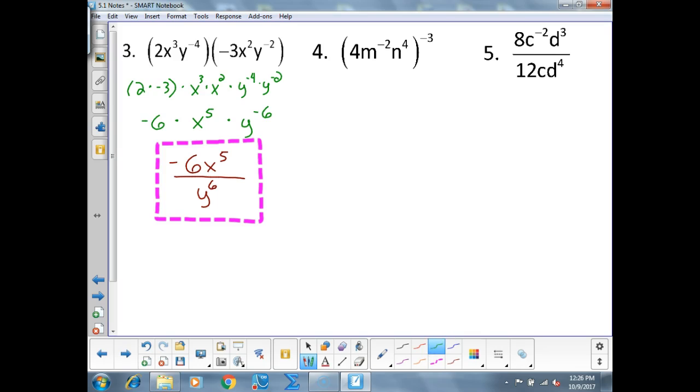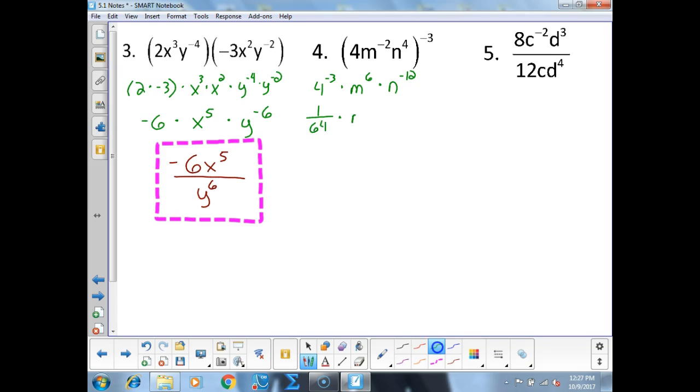In this one, it would be like 4 to the negative third, m to the positive sixth, n to the negative 12th. So this one would be like 1 over 64. This one would be like m to the sixth, and this would be like 1 over n to the 12th. So in the end, it looks like m to the sixth over 64 n to the 12th.